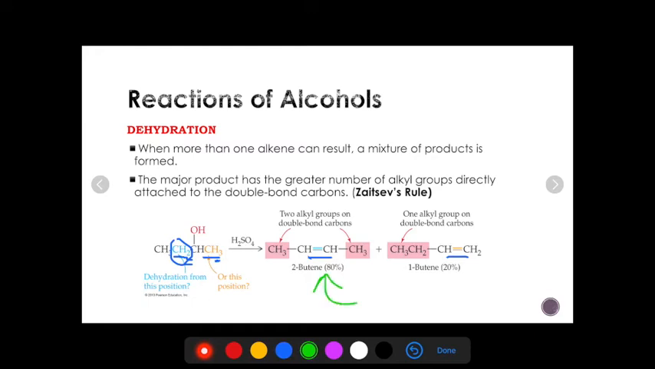So Zaitsev's rule states that the more substituted alkene is the major product of the reaction. So they'll both be produced, but because we have two methyl groups here on the outside, it has more substituents than over here, which only has one. Because it has more substituents, it will be produced the most.